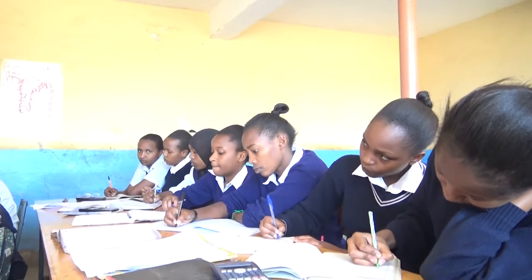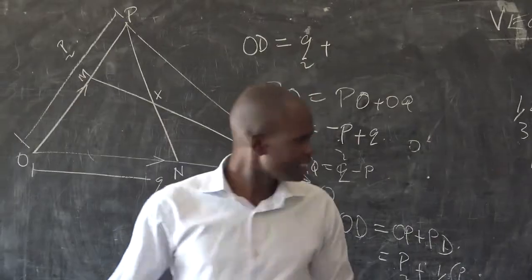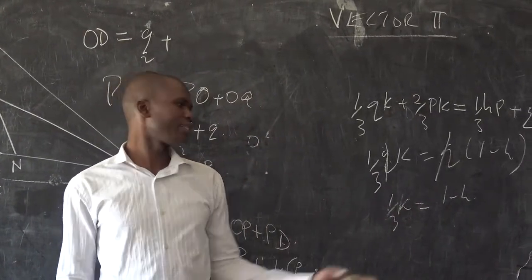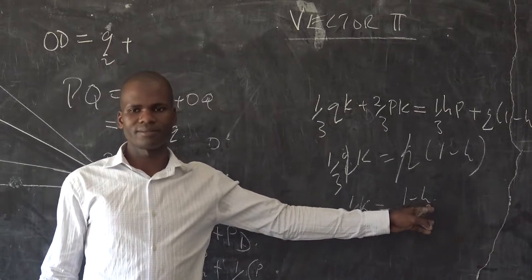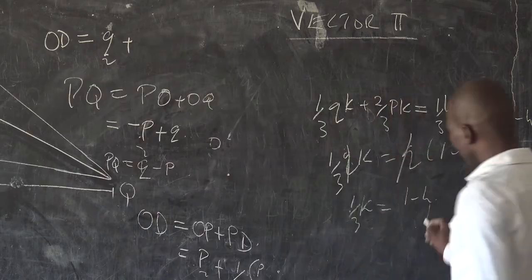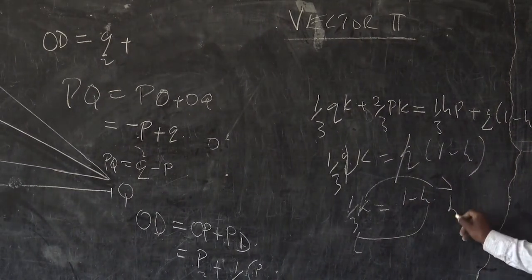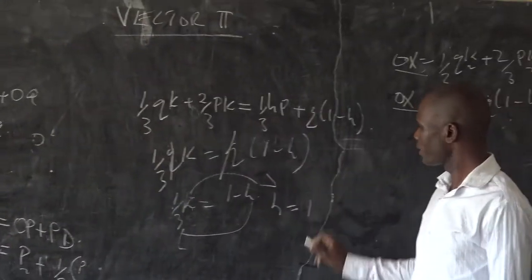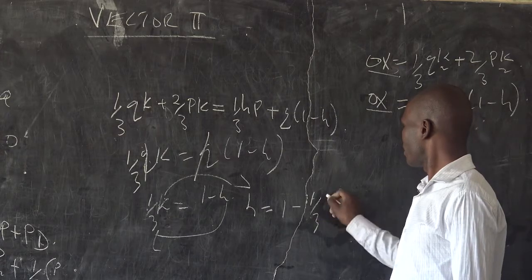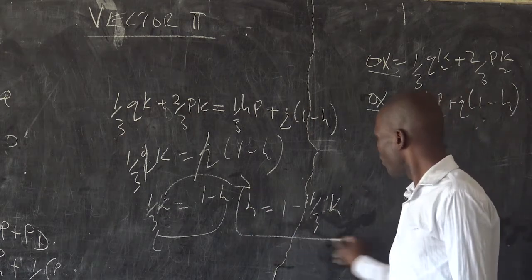If you reach this point, we can now make one the subject of the formula. We can decide to make h the subject of the formula or k. But I see making h is easier because this one has a fraction there. So we take h to this other side, k goes down this other side. So we have h equals 1 minus k. Isn't it?